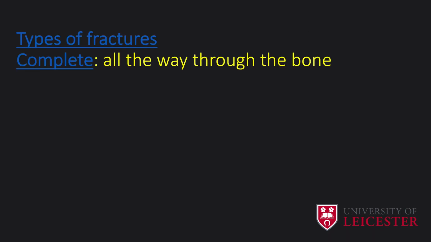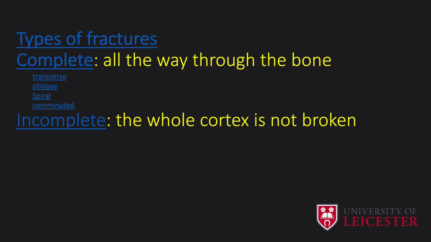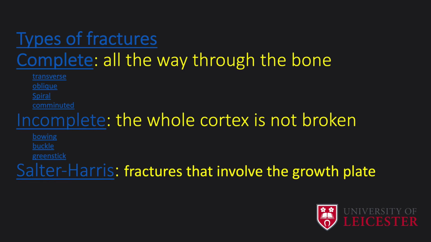There are three types of fractures. The first one is the complete fracture, where the fracture extends all the way through the bone, and this includes transverse, oblique, spiral, and comminuted fractures. The second one is the incomplete fracture, where the whole cortex is not broken. This includes bowing, buckle, and greenstick fractures. And the last one is Salter-Harris fractures, where the fracture involves the growth plate.